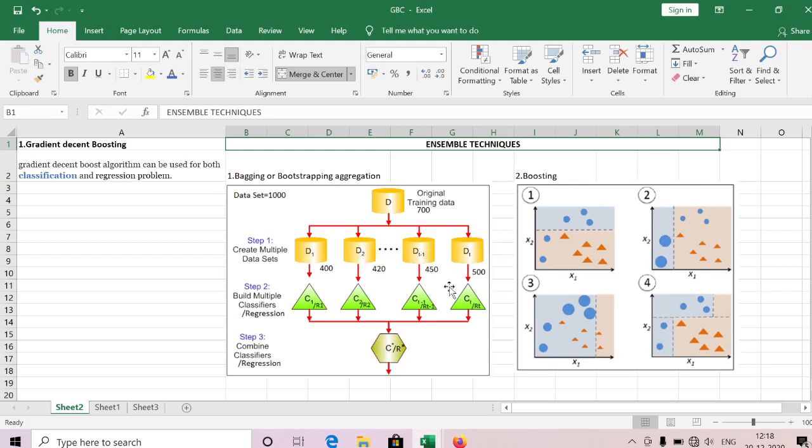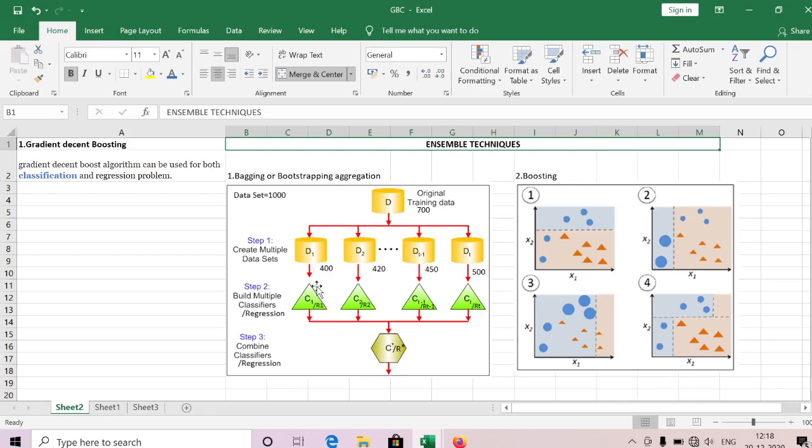Similarly, data set t minus 1, and similarly data set t. After that we need to apply either a classifier or a regressor based on the data set. If the target data is categorical or binary, we apply the classifier. If the target data is continuous, then we apply the regressor. Based on each data set we apply the classifier or regressor. Then finally we combine all the results.